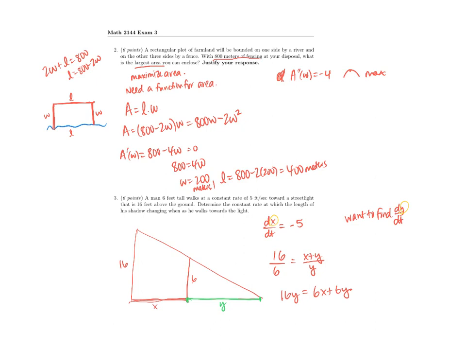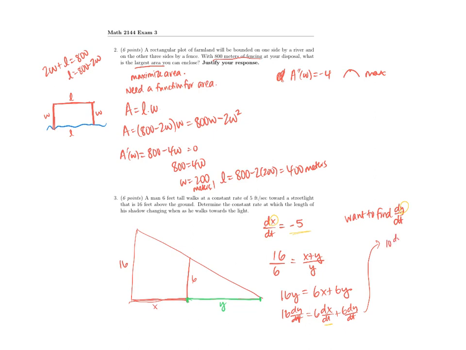And so I can take the derivative implicitly with respect to t from both sides, and so I get 16 dy dt equals 6 dx dt plus 6 dy dt. And now I can plug in my value of dx dt that I know. I know dx dt is -5, so I'll plug that in here. And I can also subtract that 6 dy dt over.